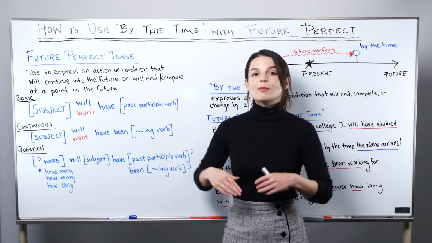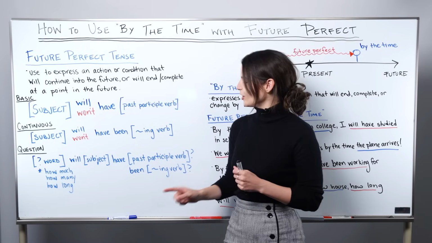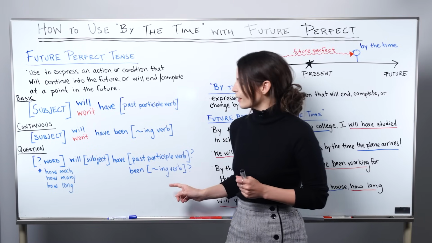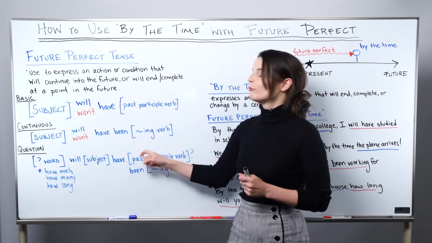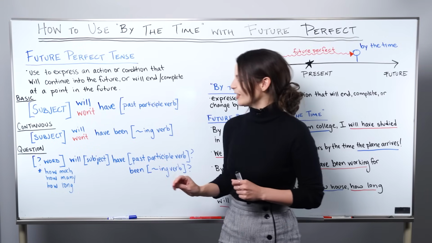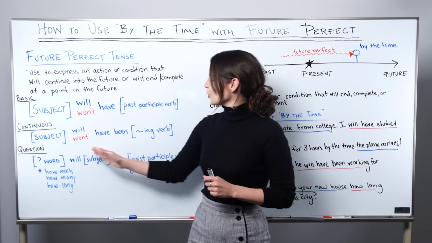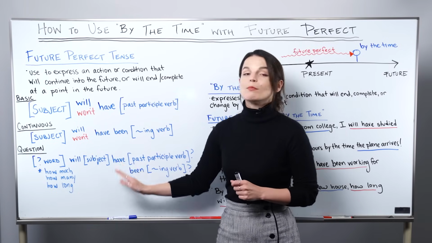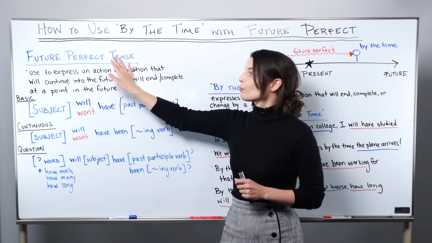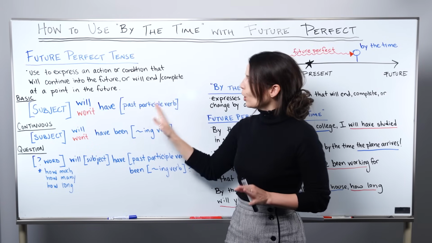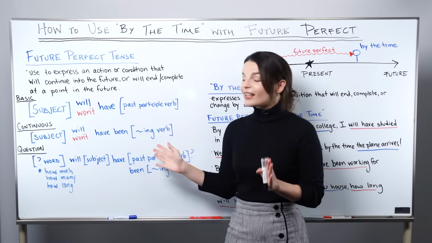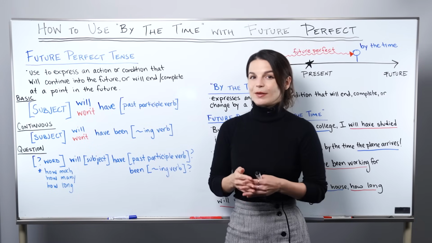Or if we want to make a continuous question, we end it with have been verb-ing. So, how long will he have been something something ing? Or how much will she have something something? So, we can use this pattern to make questions with future perfect tense. We're going to see some examples of these later used together with the by the time expression.